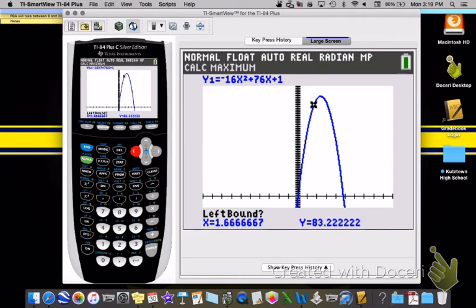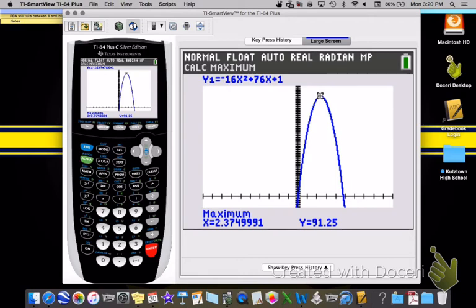Okay, so there it is. I'm going to hit enter. Somewhere to the right. Yeah, that looks good there. So I'm going to hit enter again. And I could guess, or I'm just going to hit enter one more time. And there it tells me the max.